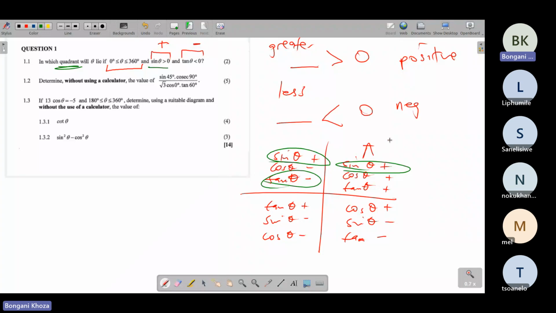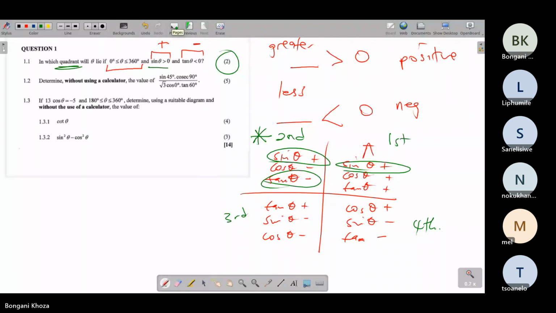Remember, our quadrants start like this. This is the first quadrant. This is the second quadrant. This is the third quadrant. This is the fourth quadrant. So the answer we are looking for is this one, second quadrant, and then we get that nice 2 marks. Any questions on that one? No, sir. All good.